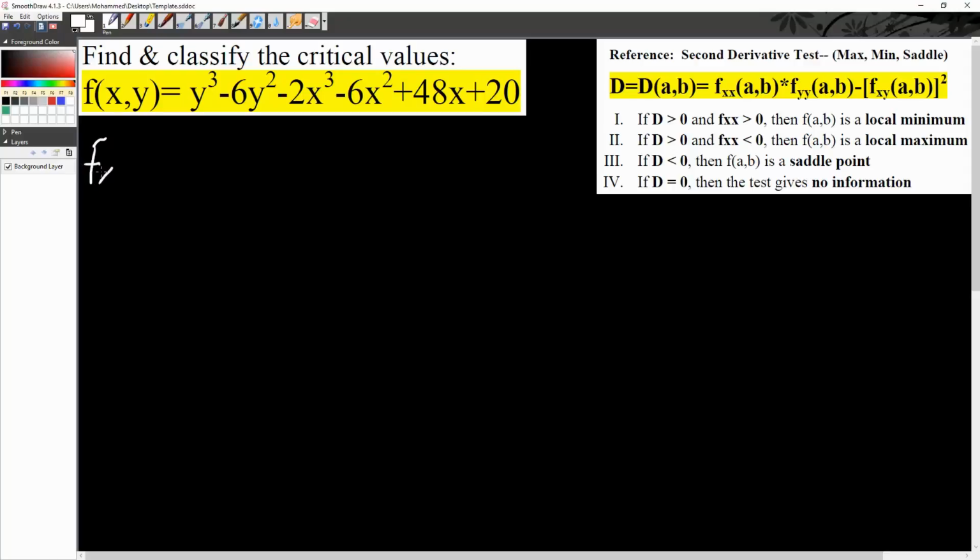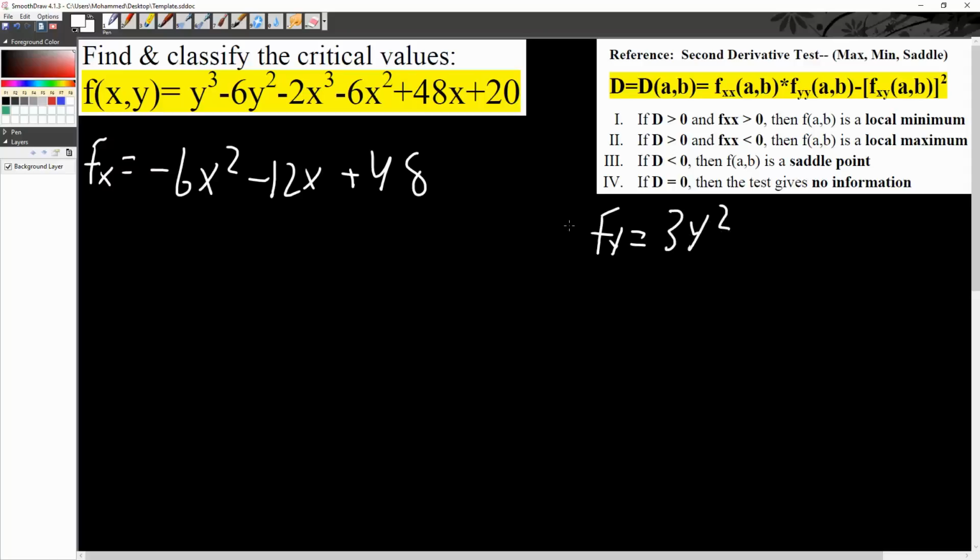So fx is equal to negative 6x squared minus 12x plus 48. Then we need to get the first partial derivative in terms of y. So fy is equal to 3y squared minus 12y.